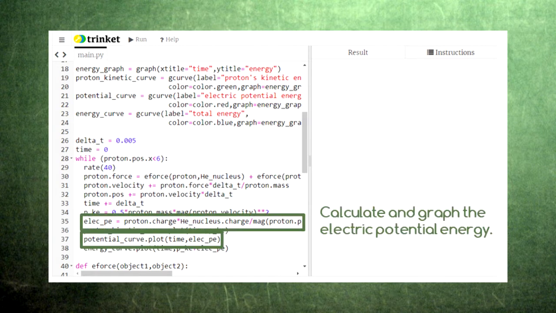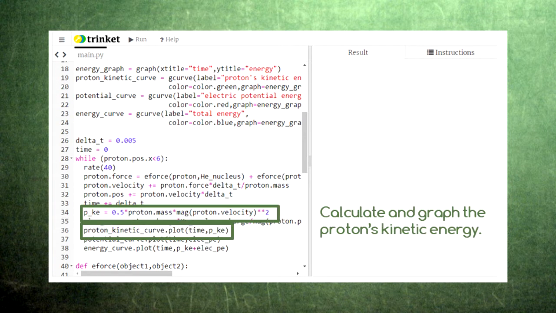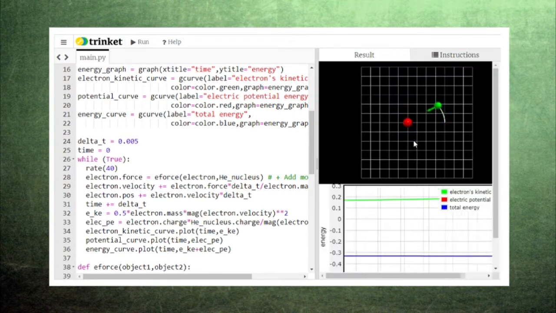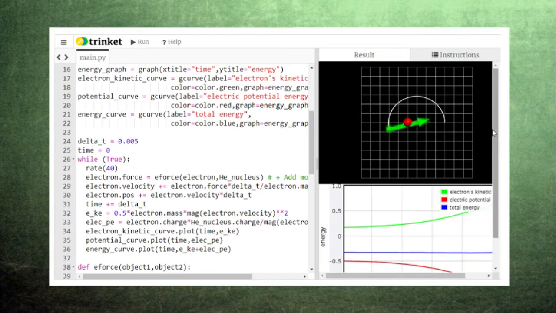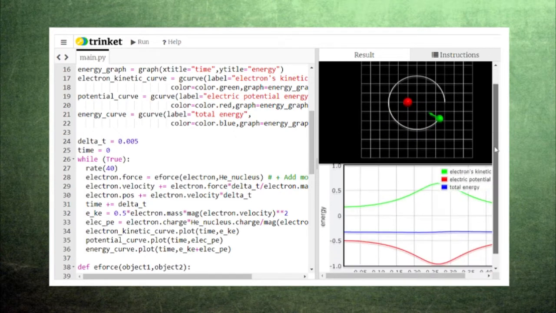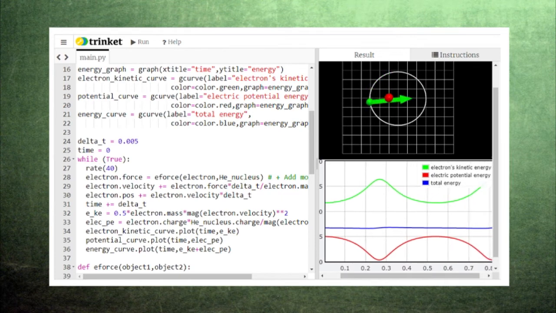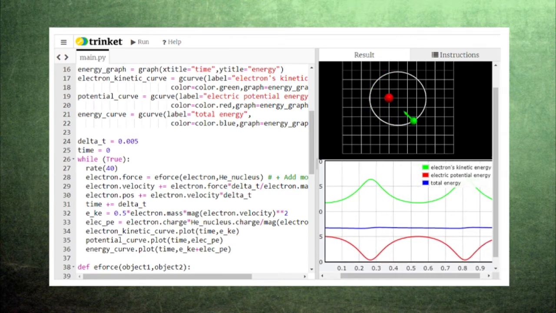One for the electric potential energy between the electron and the helium nucleus, and one for the total of the kinetic energy and the potential energy. The graph shows us that the electron tends to move closer to the helium nucleus since that will lower its potential energy. However, during this motion, the electron picks up more kinetic energy, which causes it to shoot past the helium nucleus, which raises its potential energy.